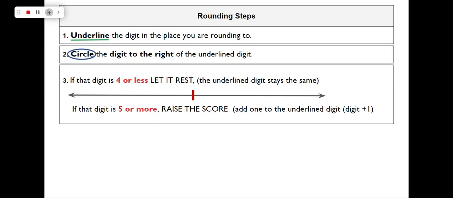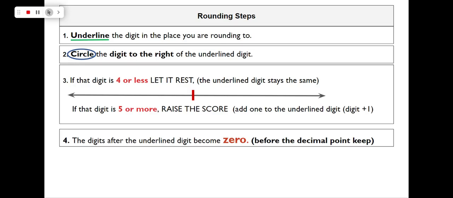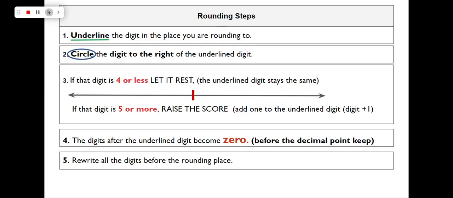If that digit is 5 or more, raise the score. You're going to add 1 to the underlined digit. The digits after the underlined digit all become 0. Before the decimal point, you're going to keep all of those zeros. Rewrite all of the digits before the rounding place. Drop the zeros after the decimal.